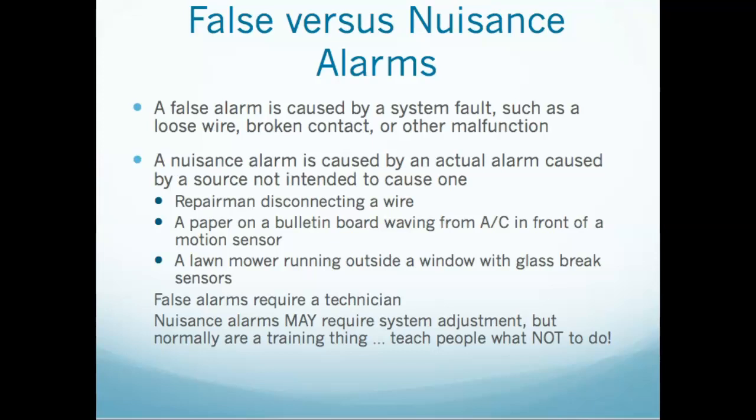So a false alarm is caused by a system fault. Okay, a loose wire, broken contact, some other malfunction in the system. The system's not working properly and you are getting alarms. That's a false alarm. But a nuisance alarm is caused when the system is actually doing what it's supposed to do, but somebody or something is triggering it and it wasn't anticipated that they should do that. So if a repairman disconnects a wire on your system, that's not a false alarm, that's a nuisance alarm. False alarm would be if the wire broke by itself and the system went down. Somebody did something to make that alarm not work or alarm come in.